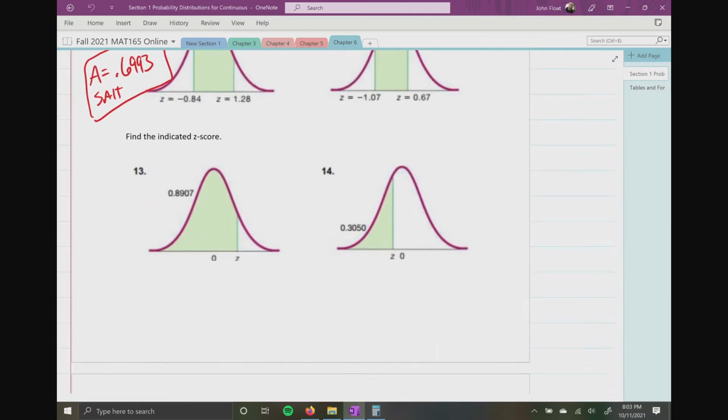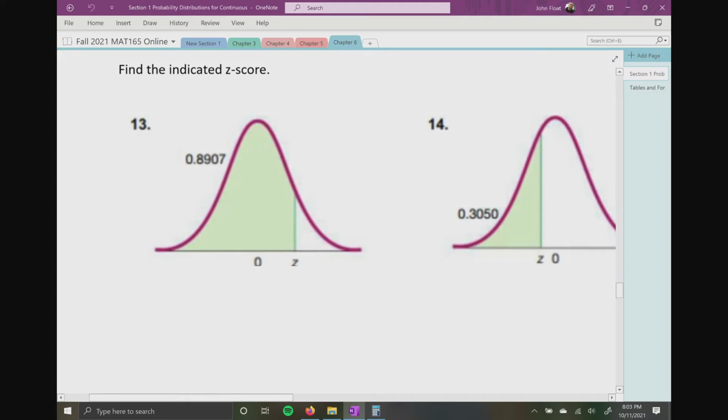So here we're going to find the indicated z-score. So notice here I'm giving you the area underneath the curve. I want to know what is that distance away from 0. So now we actually have to, and we can use SALT or the table for this. But remember from previously in the lecture, you got to make sure that you're understanding what we're giving you. Anytime I give you an area, that's the body of the table. All right? So let me show you how to do this real fast.